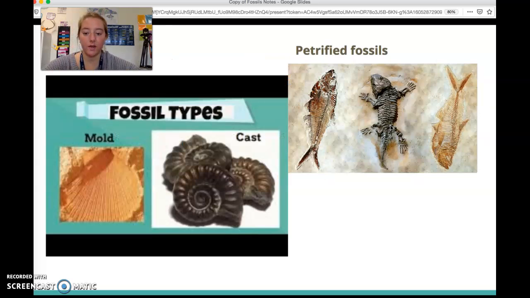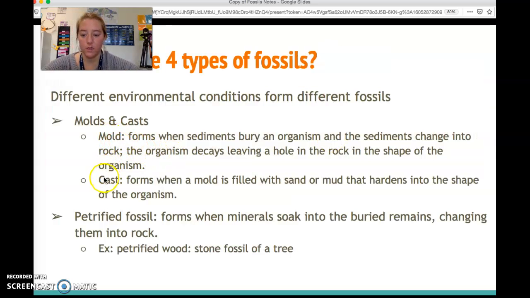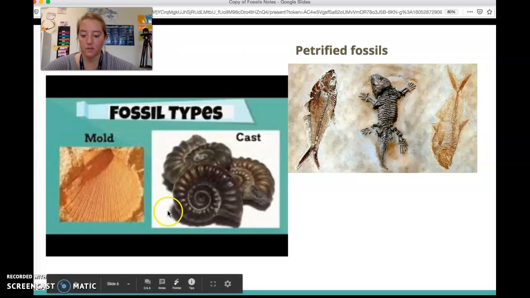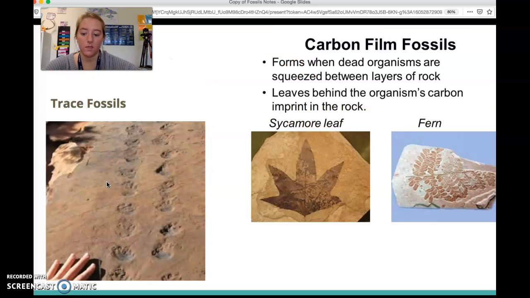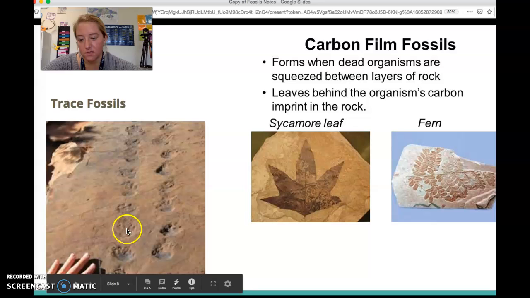So again, when you're highlighting, I expect you to highlight molds, casts, petrified fossils, carbon films, and then trace fossils. Trace fossils are evidence of organisms' presence, so footprints, trails, animal holes. We can find these as well. Here's some trace fossils, and here's some carbon films.